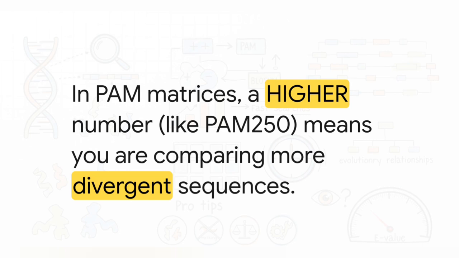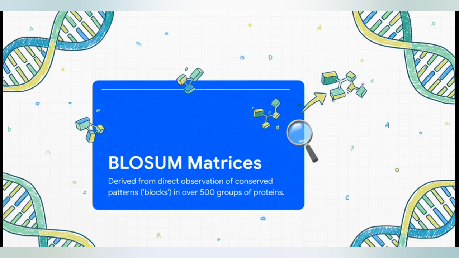Now here is a super important point, and honestly it's a bit backward from what you'd expect. With PAM, the higher the number, the more distant the relationship you're searching for. So a PAM 250 matrix is specifically designed to find relatives that split off from each other a long time ago. You'd use that if you think you're looking for an ancient connection between, say, a human protein and a fish protein.